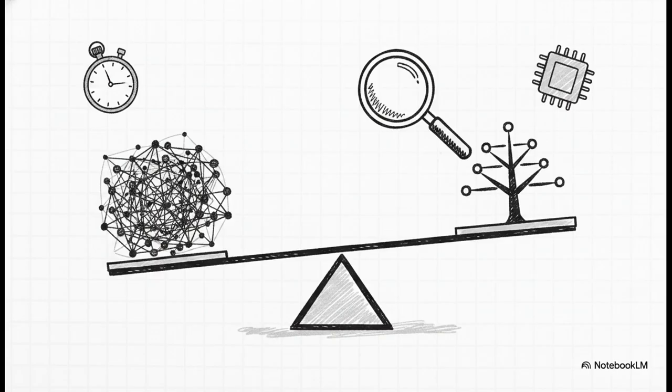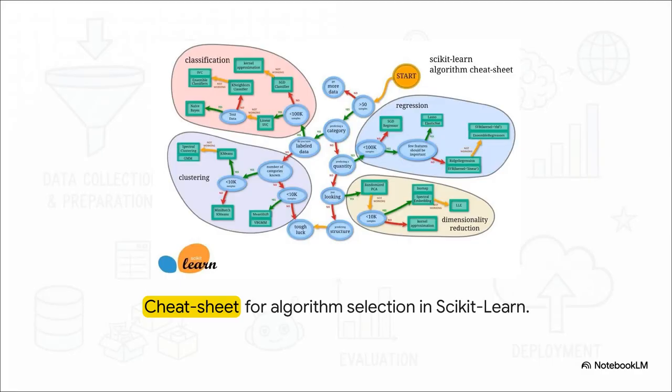You've also got to consider your hardware memory, whether you're working with purely numerical or a mix of categorical data, and honestly, just how fast the model needs to spit out predictions in a live production environment. Look at how beautifully systematic this scikit-learn cheat sheet is. It maps out the flowchart nature of selecting an algorithm, which completely proves this isn't just guesswork.